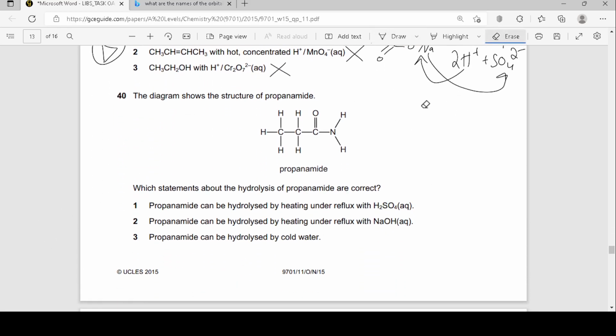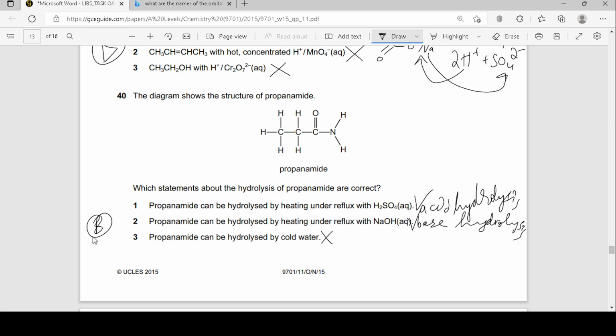I have the structure of propanamide. Which statements about the hydrolysis of propanamide are correct? It can be hydrolyzed by heating and replacing H2SO4, which is acid hydrolysis. And then I have base hydrolysis here, and the last one is just hydrolysis without a catalyst, which will be very, very slow, and it doesn't really take place easily, so I can eliminate that option, can I not? So if I look at it from a surface level point of view, my answer should be B.